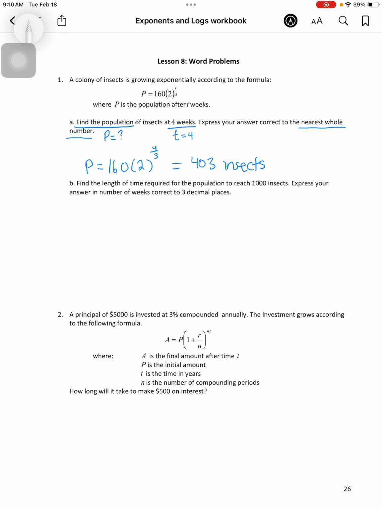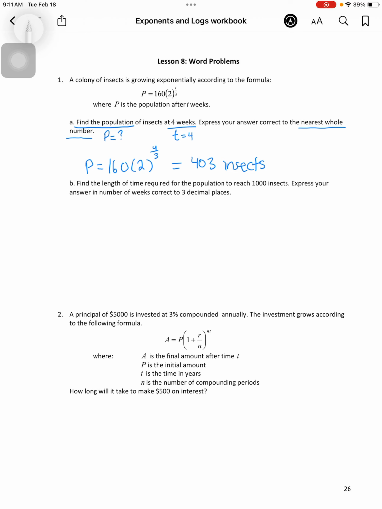So for letter B, this one's going to be worth 2 or 3 marks depending on the exam that year, but generally 2 or 3. So here, same formula. Find the length of time required for the population to reach 1,000 insects. Express your answer in number of weeks, correct to 3 decimal places. So I'm going to let you guys pause for a second, and I'm going to ask you to underline what you think is important, and then resume the video after you finish and see if it matches what I say.